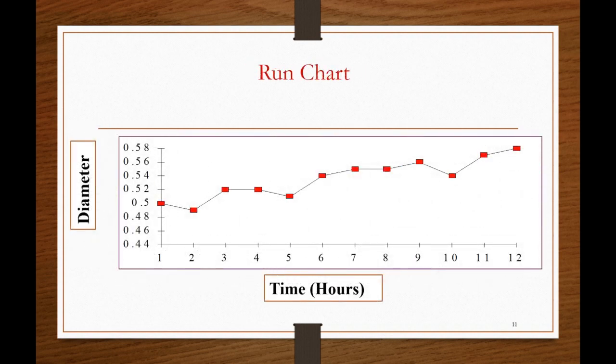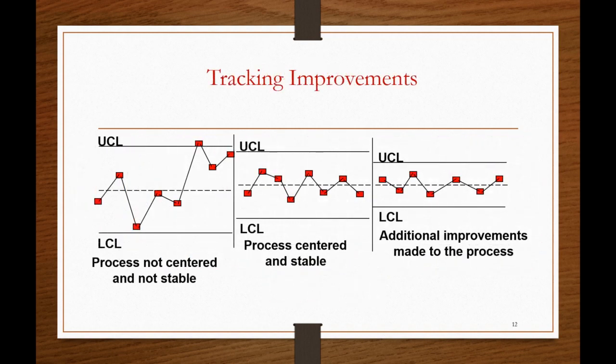Then comes, second, the run chart. In order to track the improvement, see here in the first diagram, some of the activities are beyond the upper control limit. So the process is not centered and not stable. In the second diagram, they made some improvement. The process is centered and stable. And in the third diagram, it is more centered, that is, additional improvement made to the given process.